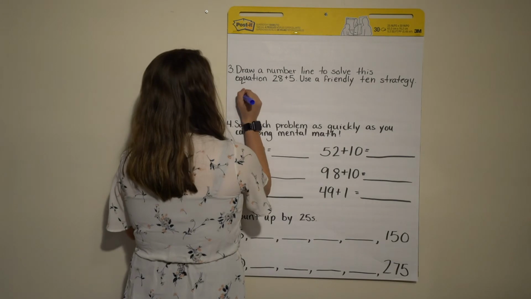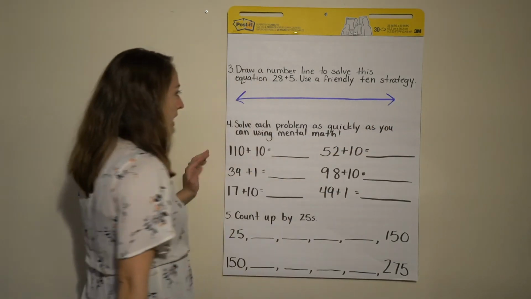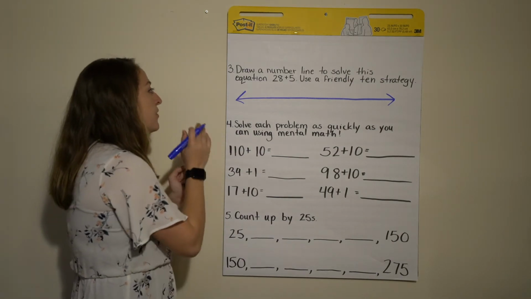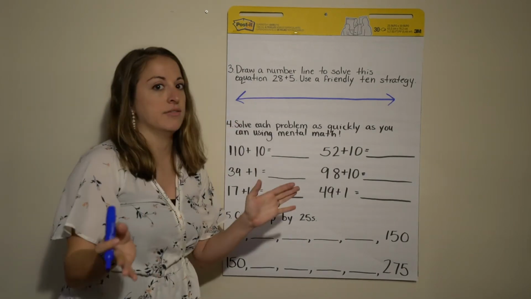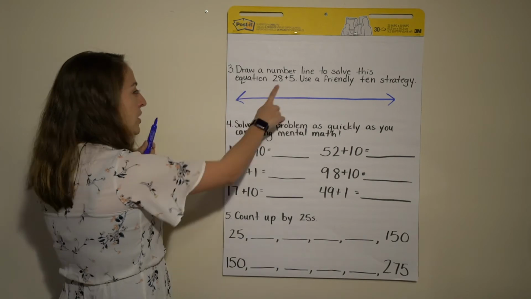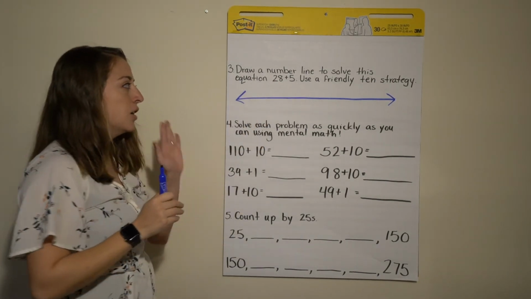Okay. We're going to draw that number line. Okay? Remember, you want to make sure you get to a friendly 10 first. You don't want to make a big hop of 5 automatically because that's not going to get you to a friendly 10. Think about what's a friendly 10 that's really close to 28. You can try that out now.